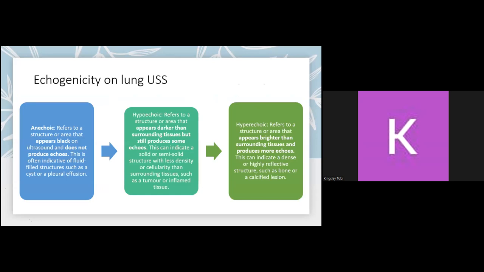When we're talking about hyperechoic, we are talking about structures that appear brighter than the surrounding tissues because they produce more echoes. This can indicate a dense or highly refractive structure such as bone or a calcified lesion. This is important, especially when we are looking for the spine sign, where you need to identify the diaphragm on your lung ultrasound. Hypoechoic refers to structures or areas on your ultrasound images that appear darker than the surrounding structures, although they still produce some echoes, and this can indicate a solid or semi-solid structure with less density or cellularity.